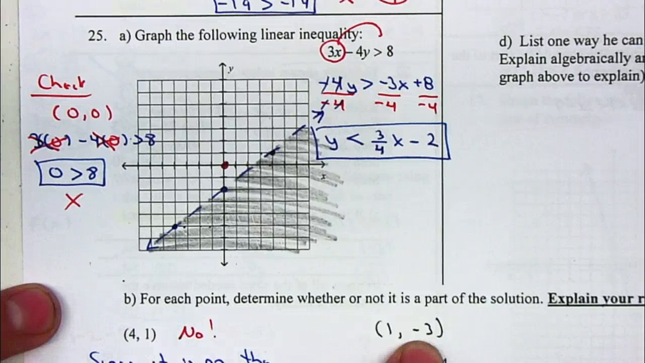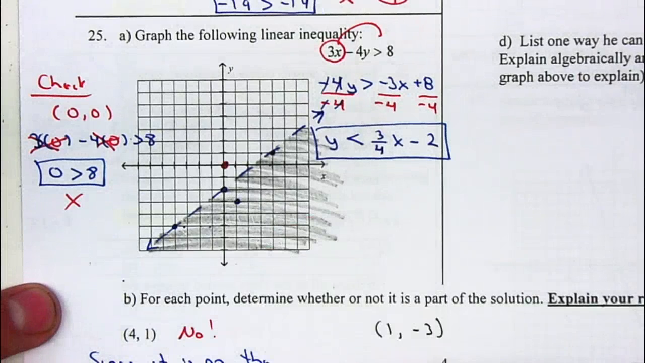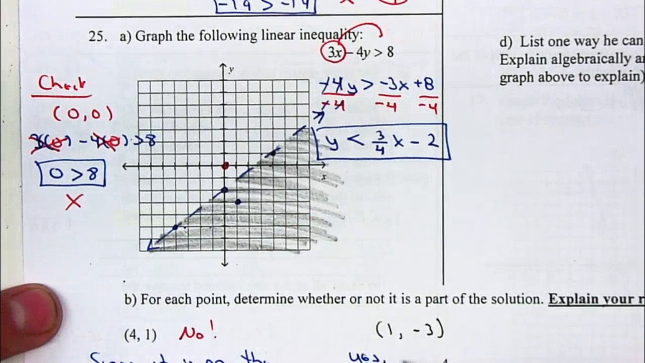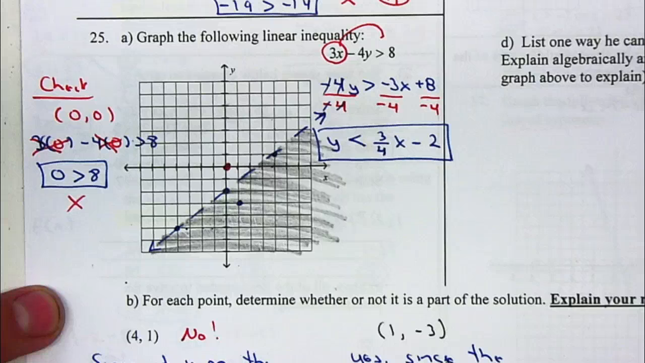Is 1, -3 a solution? 1, and 1, 2, 3? Yes, since the point is shaded.